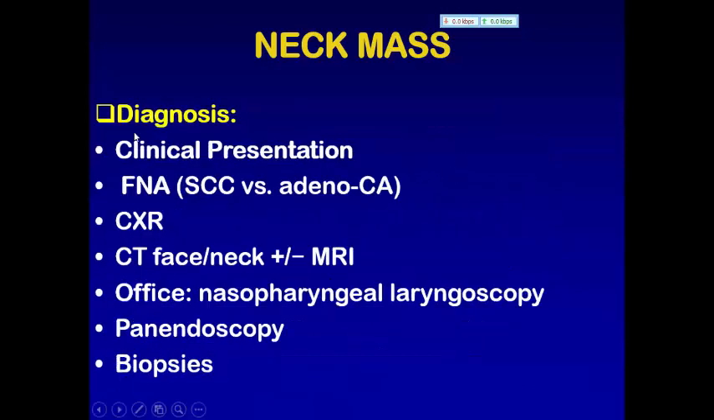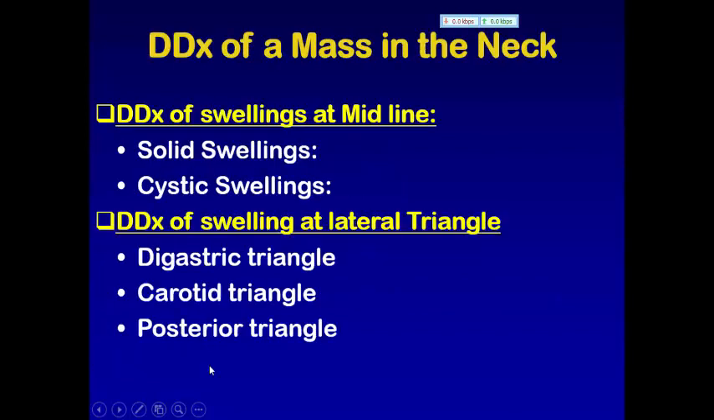Diagnosis of a neck mass depends on clinical presentation, fine needle aspiration cytology, whether it is squamous cell carcinoma or adenocarcinoma, chest X-ray, CT and MRI for the face and neck, office nasopharyngeal laryngoscopy and panendoscopy, OGD, esophagogastroduodenoscopy, bronchoscopy, and biopsies from the nasopharynx and from the base of the tongue. These are important investigations.